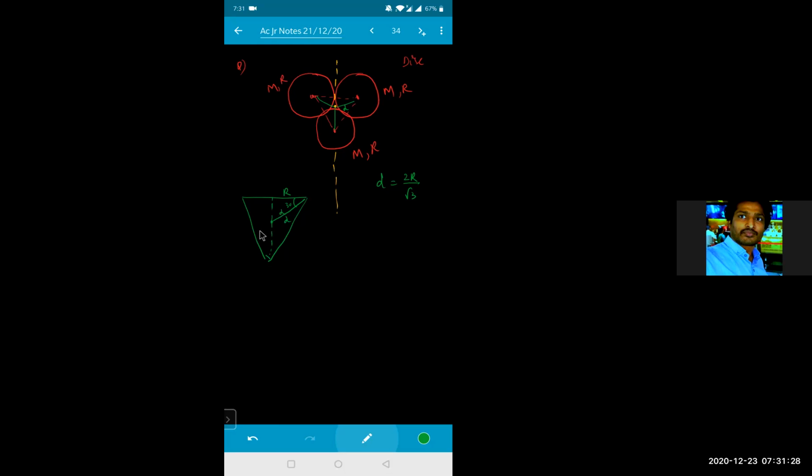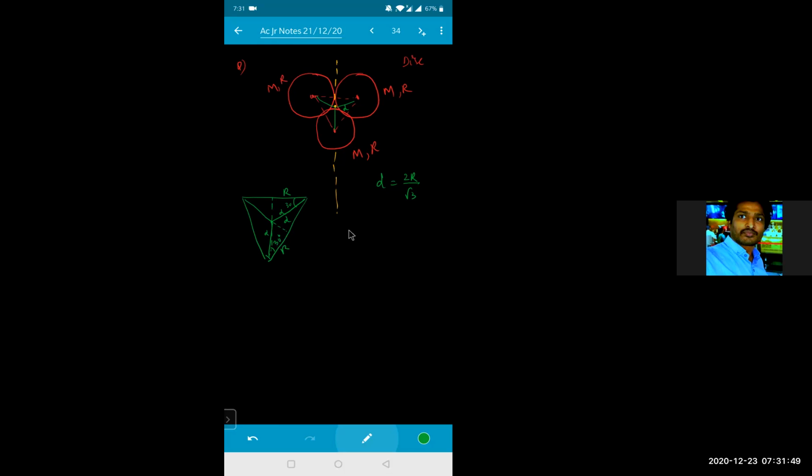Okay. So this one is your centroid. From the center to this one is one distance, and from the center to this one is another distance. This is the distance relation, isn't it? And this total is nothing but 2r. So this one is your R, and this angle theta is nothing but 30.